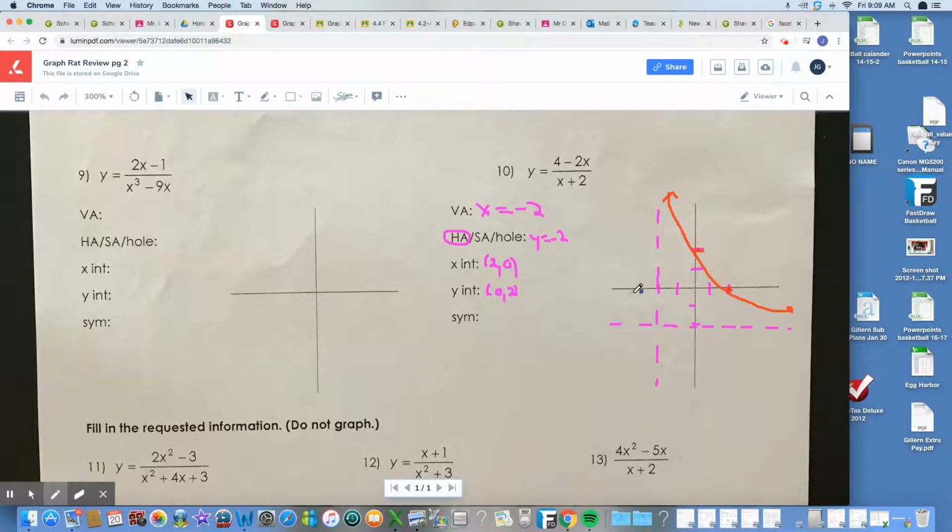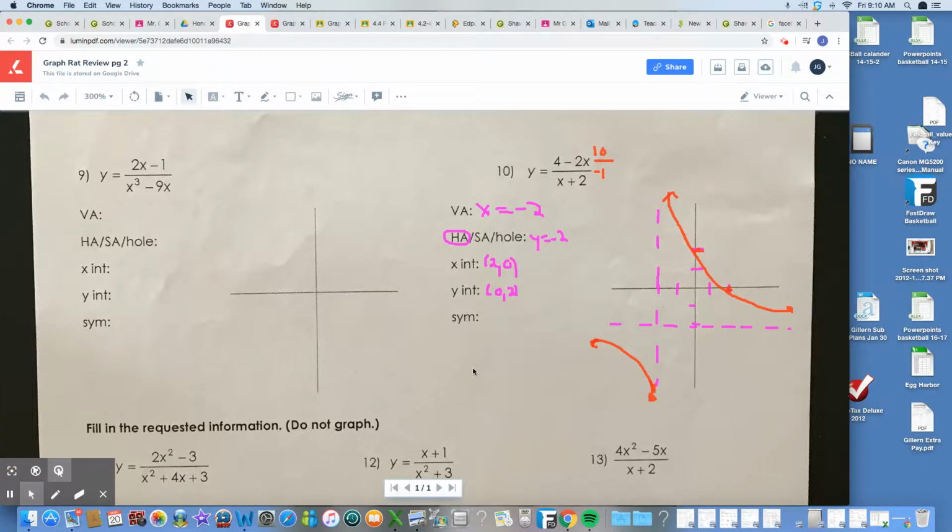Plug in -3. Why -3? It's to the left of -2. Could you plug -4 and -5 and -6? Yes. I'm going to plug in -3. So when I plug in -3, -2 times -3 is 6. 6 plus 4 is 10. -3 plus 2 is -1, which means I get a -10, which is down here. And there's my graph.